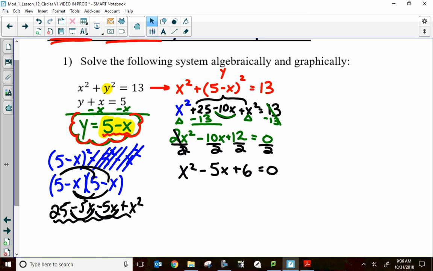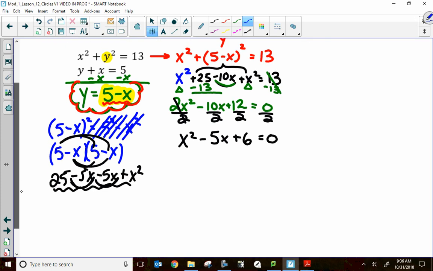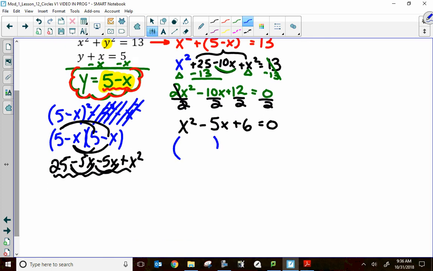Now, my children, it's time to booty, cheek, and T-bone. And that's what we're about to do. I'm going to find two numbers that multiply to positive 6 that add to negative 5. If you said negative 3 and negative 2, you would have been right. Those multiply to positive 6, those add to negative 5.